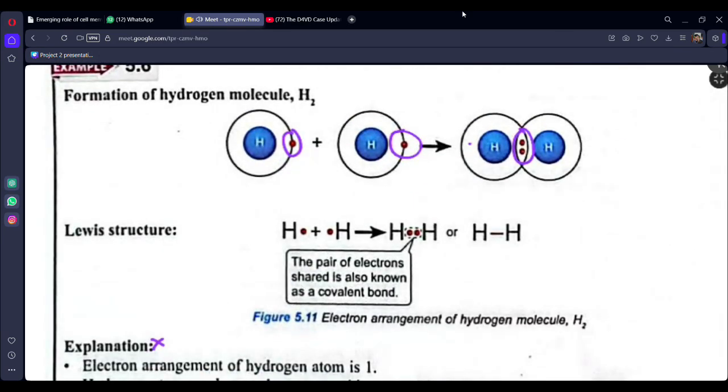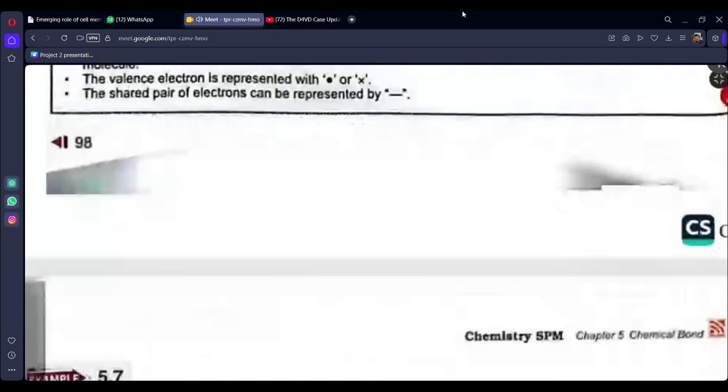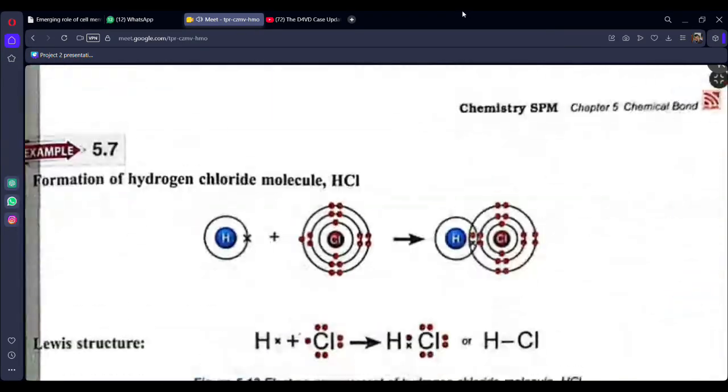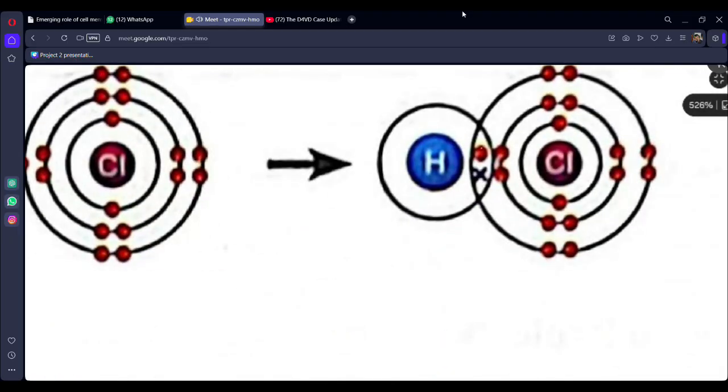When it comes to bond formation, they want you to focus on Lewis structures and the ionic stuff which I taught you just now. They want you to focus on that for bonds. Now we go on to the hydrogen chloride molecule, HCl. Same story: this one wants to be duplet, this one wants to be octet. The point is they both want to be stable. So they come together, this one gets its duplet, this one gets its octet.